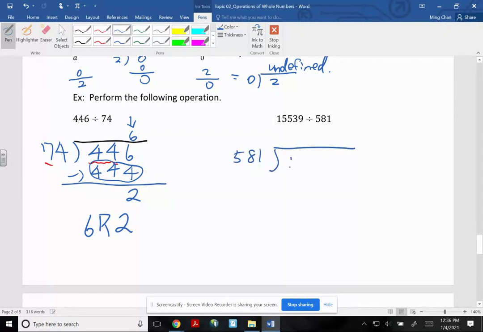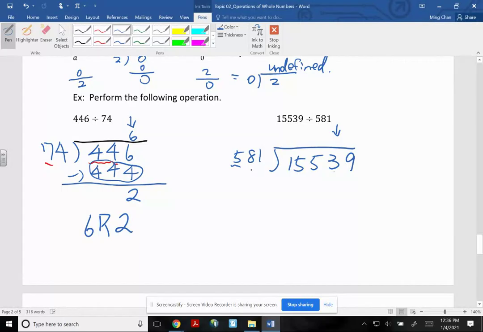581 into 15539. I know 581 cannot go into 115, or 155. You've got to go into 1553. So that means my first quotient has to go on top of the 3. So the question is, okay, about how many times?